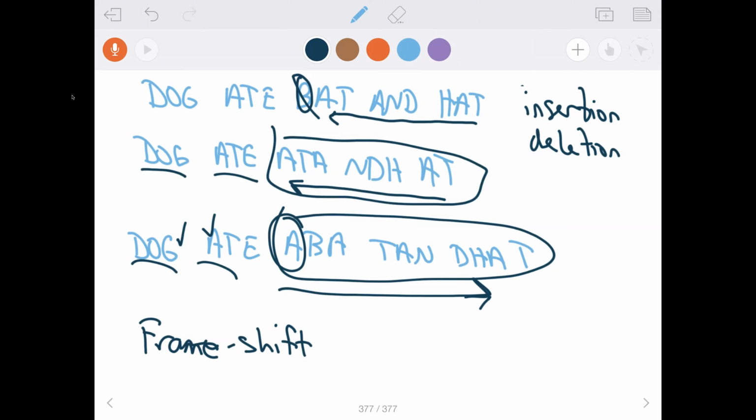And frame shifts, most of the time, are going to make no sense. So when everything shifts, essentially that protein is useless. Because now the way you read it is very different, and a lot of the amino acids that are coded for are going to change. So frame shifts are pretty drastic and usually lead to non-functional proteins.